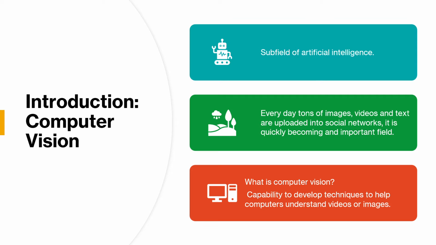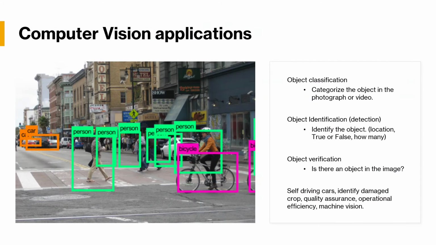And what is computer vision? It is the capability to develop techniques to help computers understand videos or images. So what does it mean? There are different applications of computer vision. There is object classification, where the main goal is to categorize the object in the photograph or the video, and object identification or detection. For example, you want to identify if there is a person in the image, or where the person is in that image, or how many people are in that image.